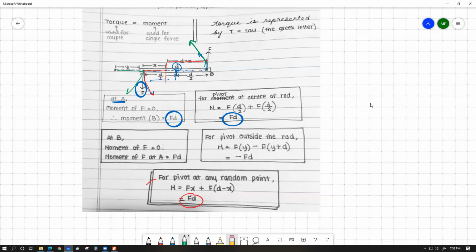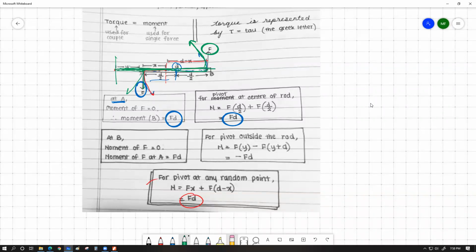So for a pivot point outside the rod, I considered anti-clockwise moment as positive. No, sorry, I didn't consider that, so disregard that. The total couple, or torque, produced should be F into Y minus F into Y plus D. I wrote the last one later. The reason I gave a minus in between is that they are opposite directional moments, and ultimately I got minus FD. In this case, minus FD means the total couple would be in the anti-clockwise direction, because essentially the moment produced by F into D plus Y should be bigger compared to the moment produced by F into Y right over here.